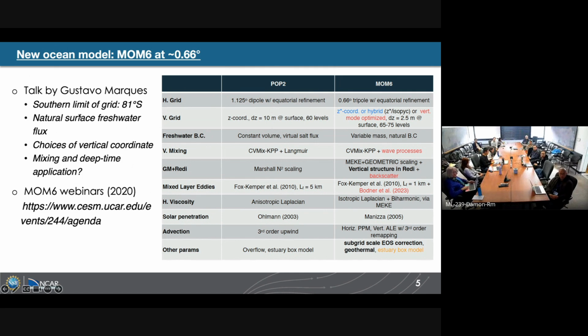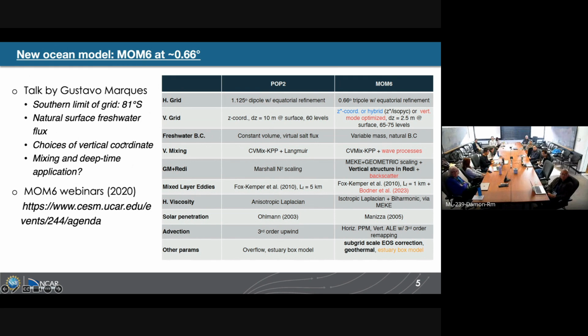As of now, the southern limit of the grid is around 81 degrees south. And we are working with the land model working group people and talking to oceanographers. We hope that we could extend the grid further south to benefit paleo simulation of past warm climates.